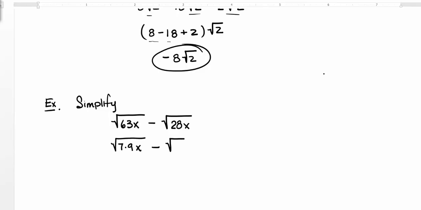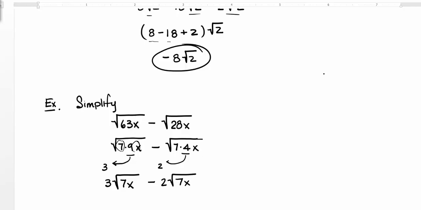minus, and 28 I can do something similar. I can have 7 times 4 times x. And if I look at these, I have perfect square factors, right? 9 and 4 are both perfect square factors. So the square root of 9, 3 comes out, and I'm left with 7 and x that stays inside, minus this 4 comes out as a 2, right? Square root of 4 is 2, and I also still have a 7 and an x inside.